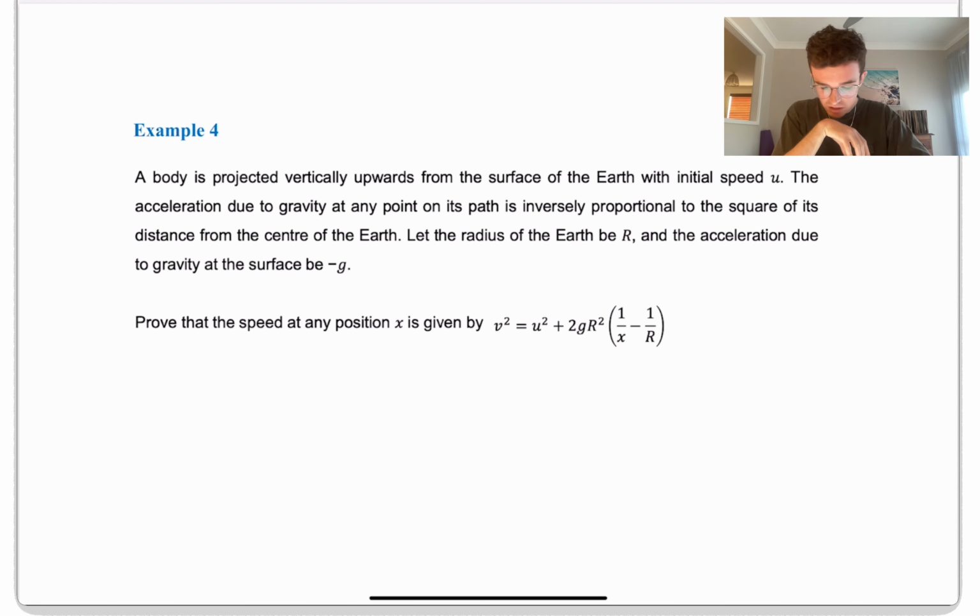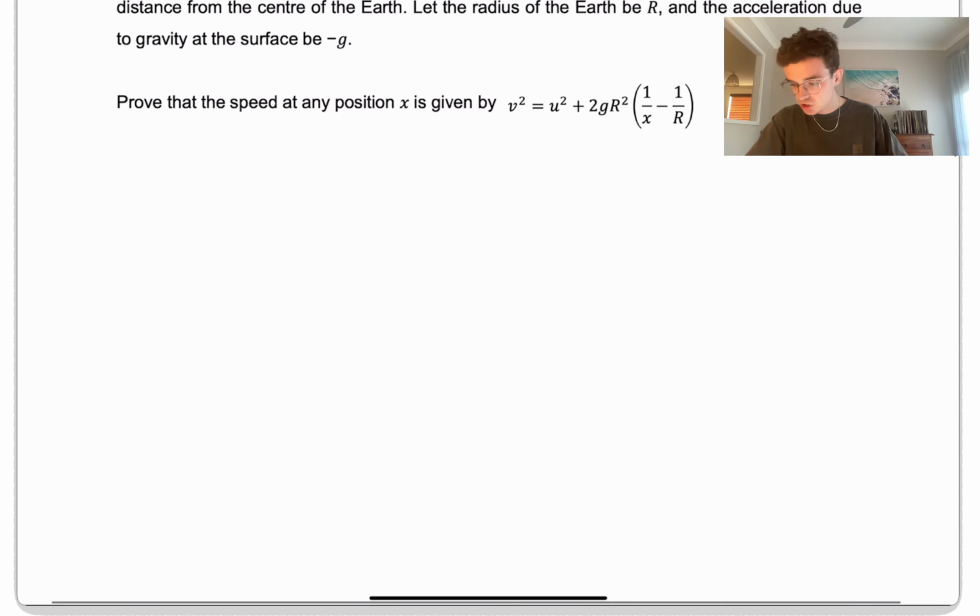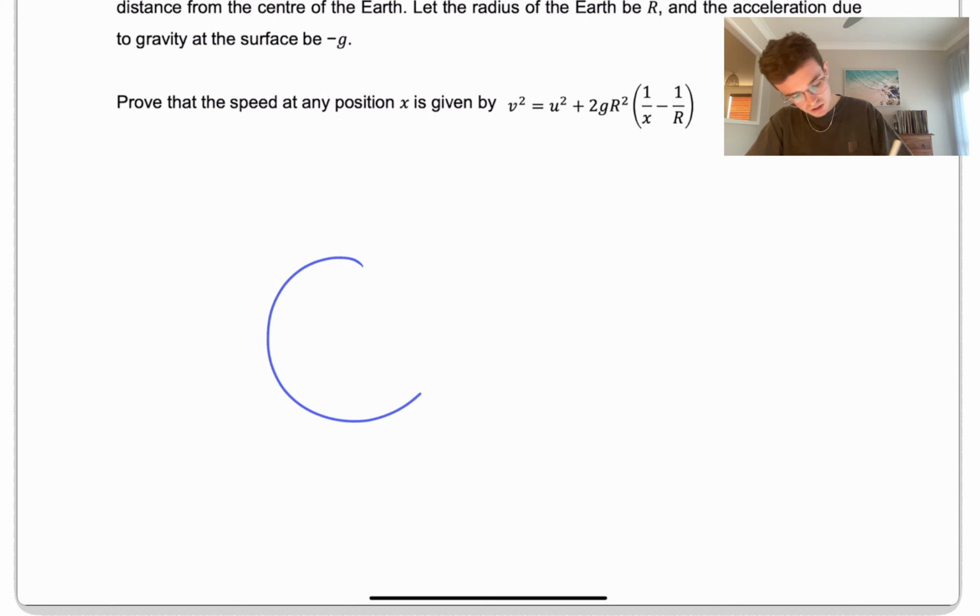We've got, let the radius of the Earth be r, and the acceleration due to gravity at the surface be minus g. Okay, let's draw a picture. So we've got the Earth here. Now the distance from the centre to the surface of the Earth is r. Now we're moving upwards, and we initially start at the surface of the Earth, and our velocity initially at the surface is u.